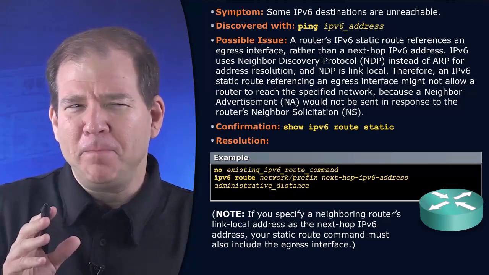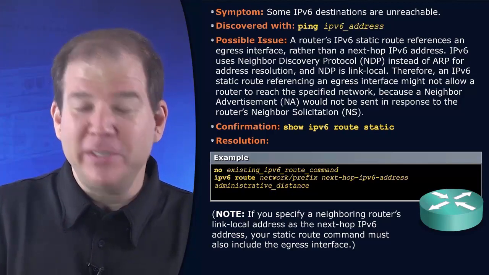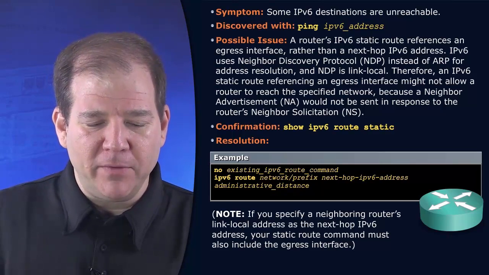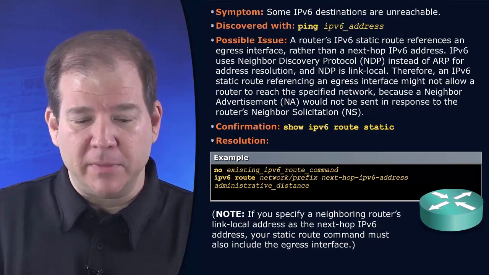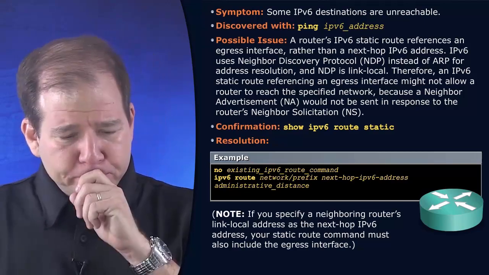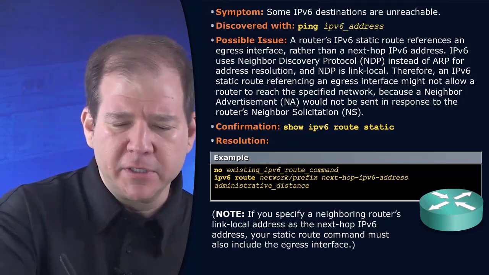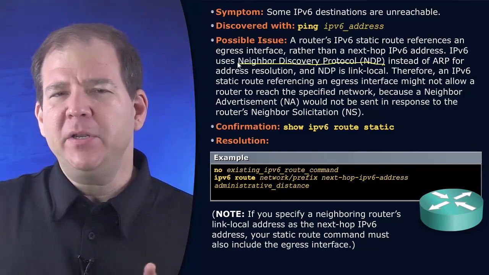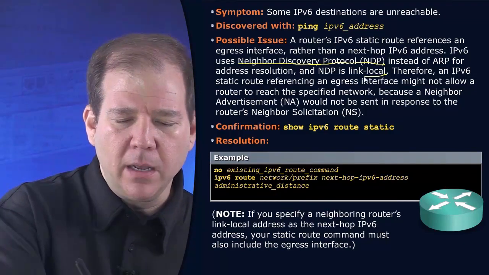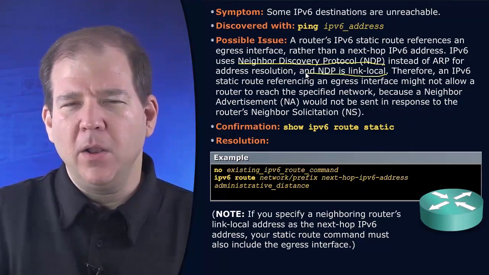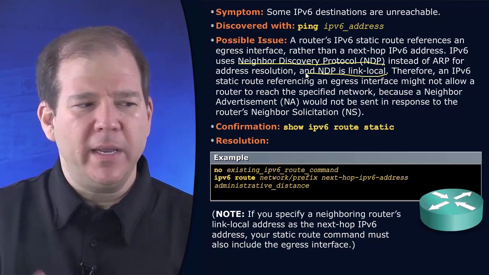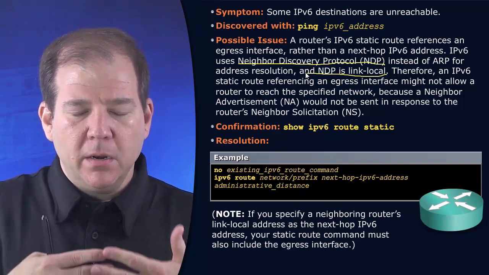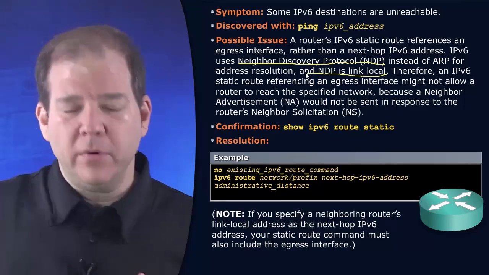But hold on, IP version 6 does not use ARPs. Do we still have an issue? Yes, we do. We do not want to specify an egress interface in our IP version 6 static route statement typically. And the reason is, even though we're not using ARPs, we are using something called NDP, Neighbor Discovery Protocol. And the thing to know about NDP is that it is link local. Link local means that this address is only usable on this directly attached link.